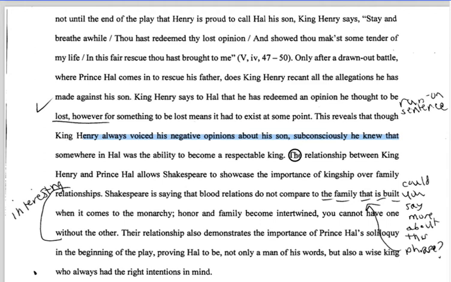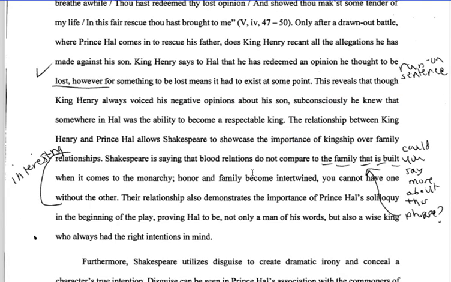The relationship between King Henry and Prince Hal shows Shakespeare to showcase the importance of kingship over family relationships. Shakespeare is saying that blood relations do not compare to the family that is built when it comes to monarchy. Honor and family become intertwined. And so this idea that the family you're born to and the family name you earn are two things that are intertwined with one another is something that's very, very specific to monarchy.